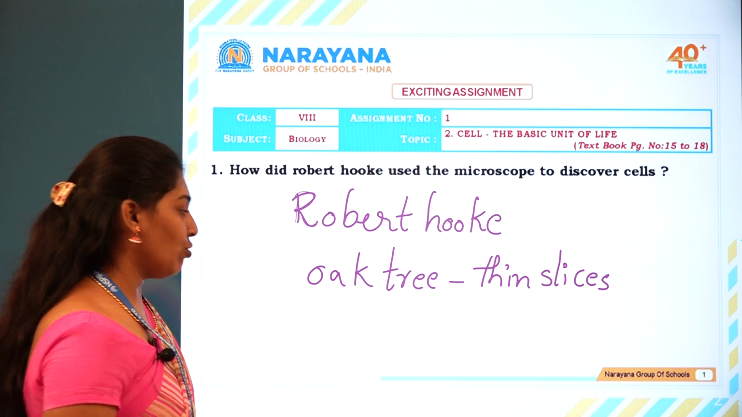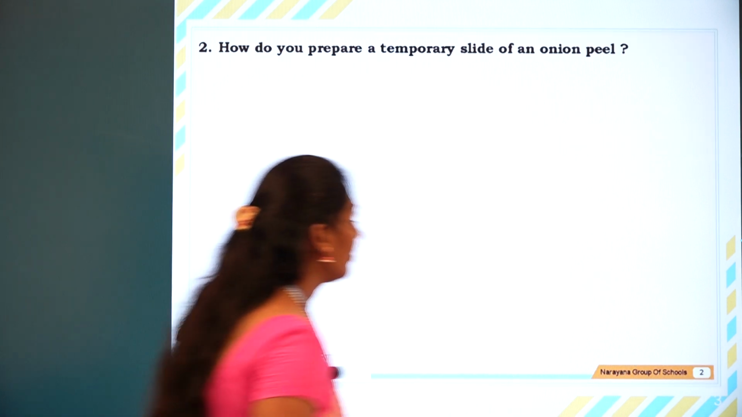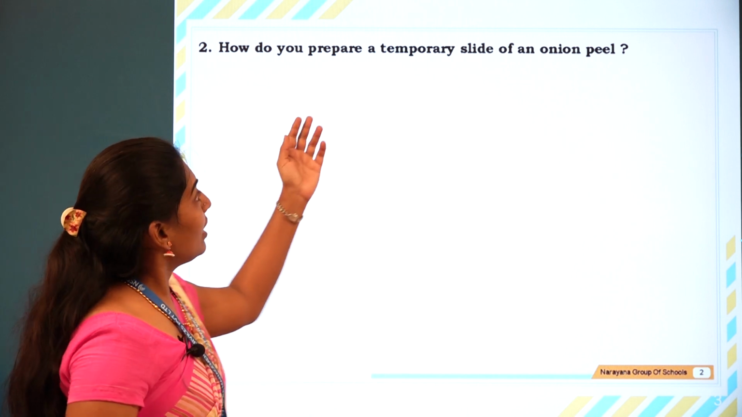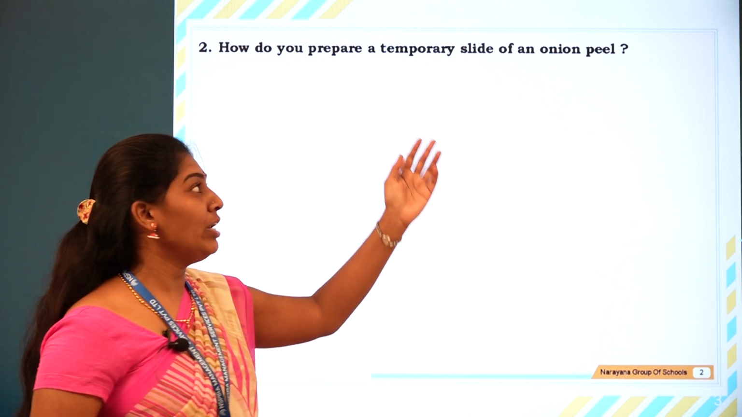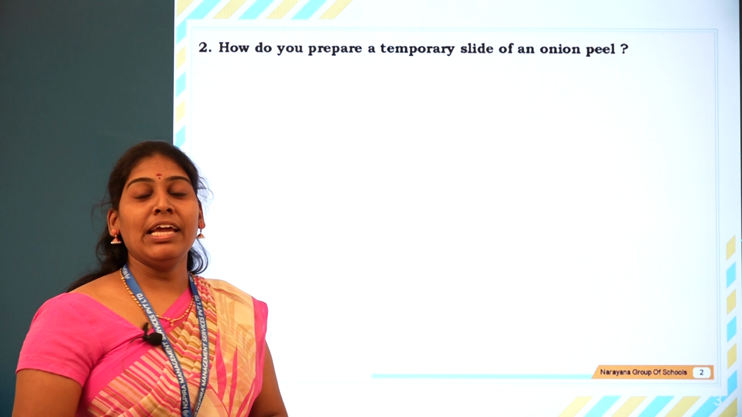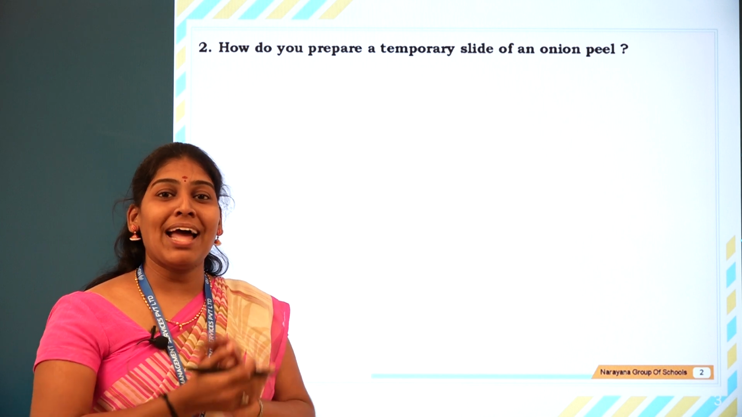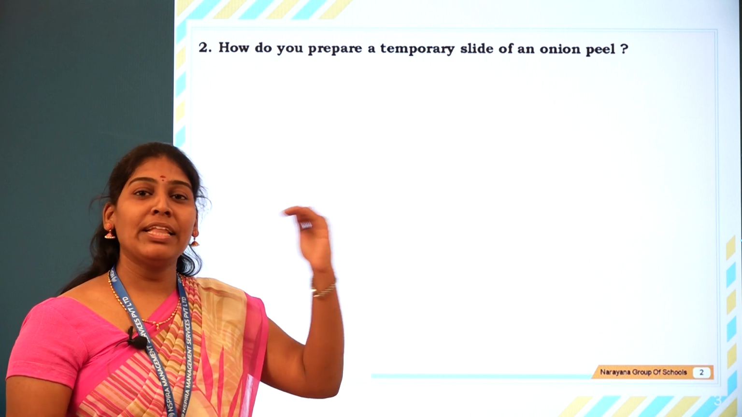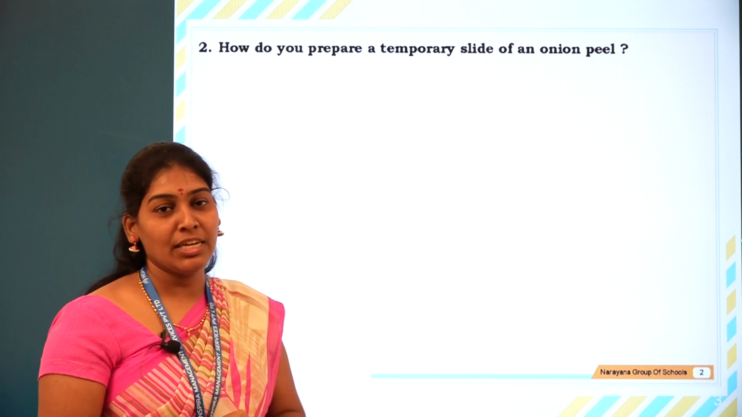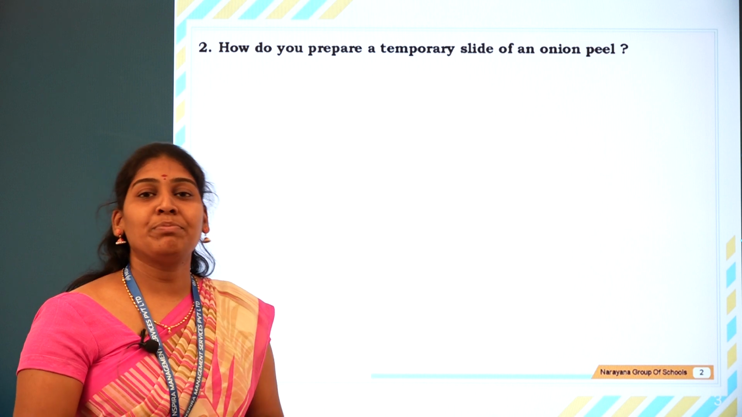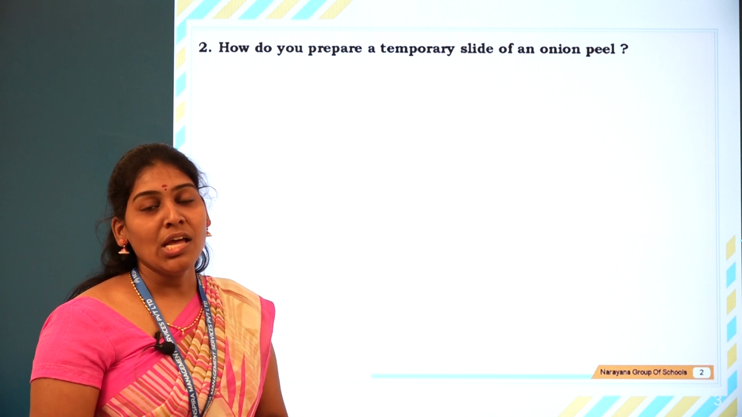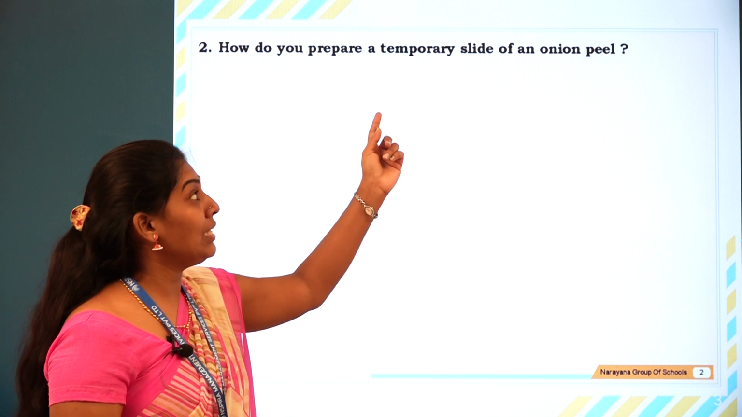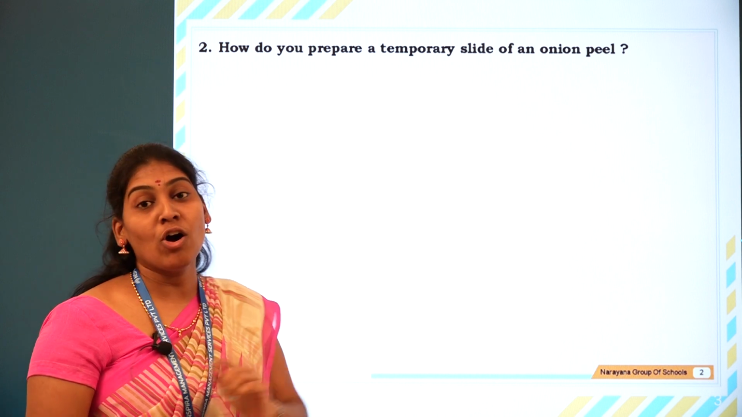Let us go for the next question. How do you prepare a temporary slide of onion peel? If you are finding out about a plant cell and an animal cell, the animal cell is observed through cheek cells. Here the onion cell represents a plant cell. So how do you prepare a temporary slide of an onion peel?